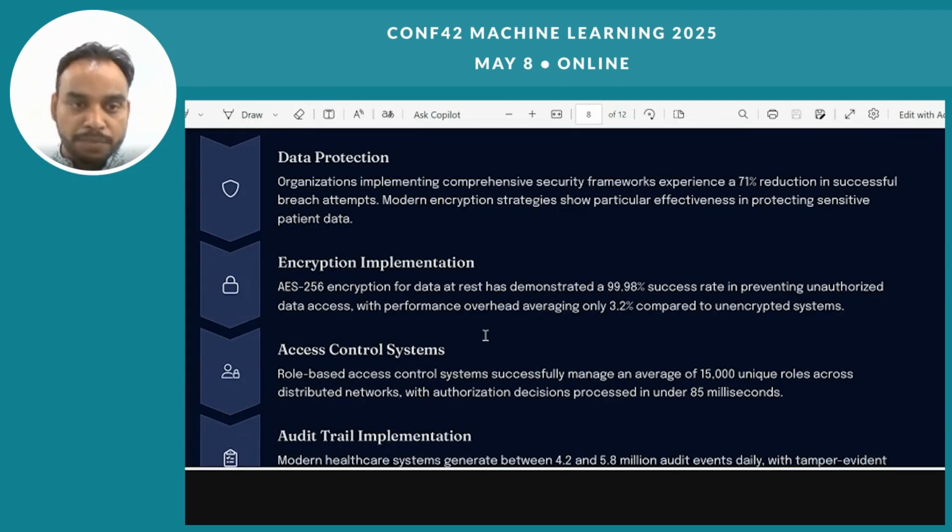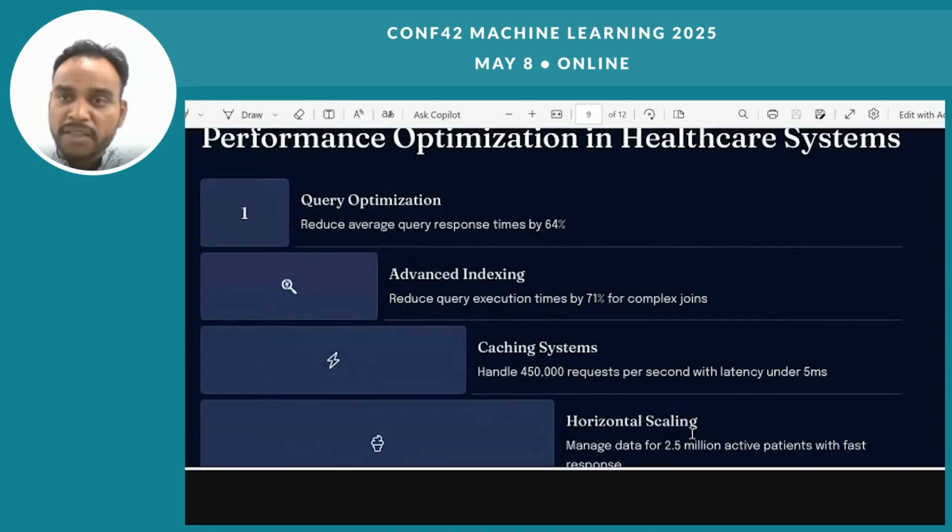Once we talk about performance optimization in healthcare systems, it again comes down to query performance, advanced indexing, caching systems, and horizontal scaling. Query optimization strategy: the optimization of query performance in healthcare record EHR systems has become increasingly crucial as health organizations manage growing data volumes. Research analyzing query patterns in large-scale EHR implementations has shown optimized database engines can reduce average query response time by 64% while supporting concurrent access from multiple clinical applications.